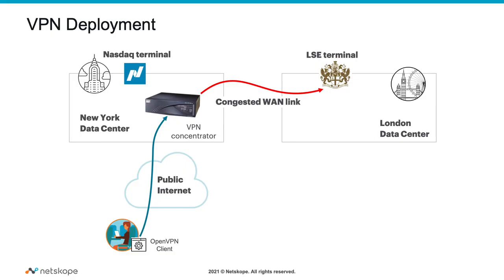Now, in this scenario, I need to access a private trading app, and there is internet congestion on the route between me and the target application. This is a result of the need to go through New York, where the VPN concentrator is located, before being directed to the app destination, which is London.